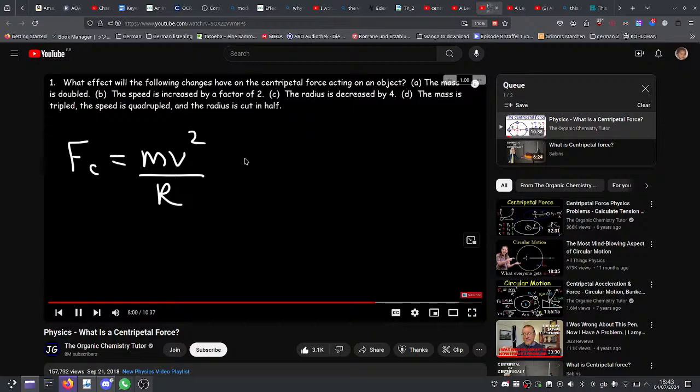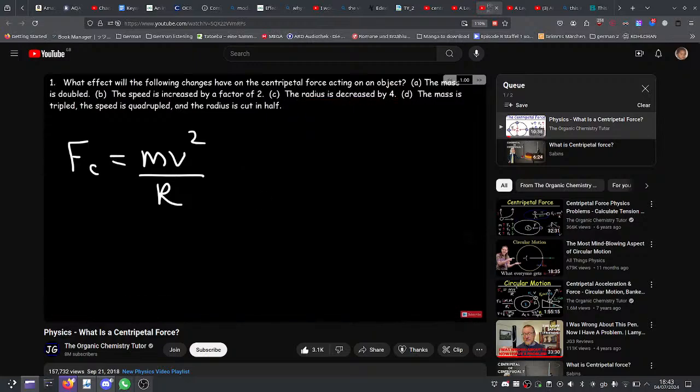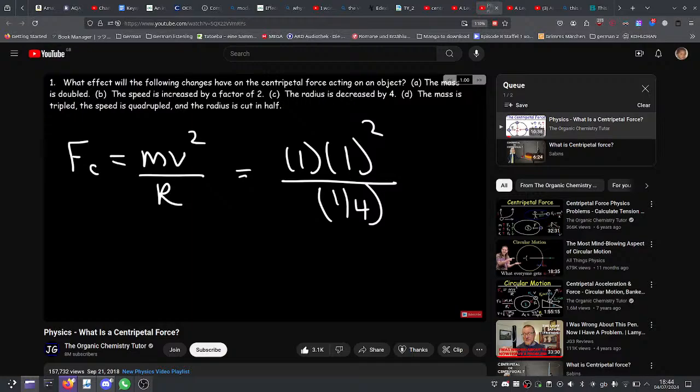The radius is decreased by a factor of 4. So what should we do? M and V don't change, so we're going to replace that with a 1. If the radius is decreased by a factor of 4, that means that it's 1/4 of its original value. So we have 1 divided by 1/4, which is 4.